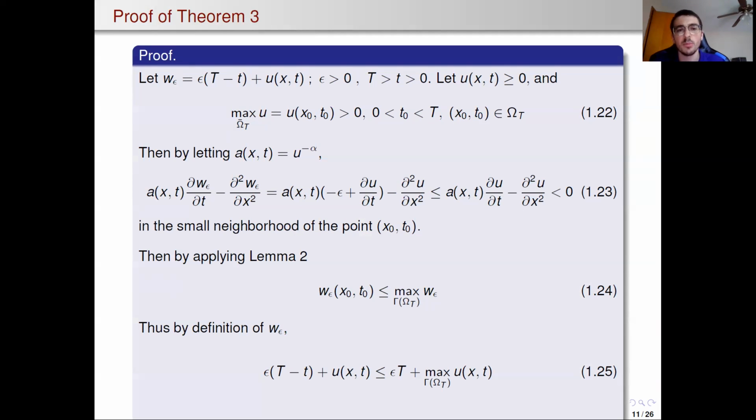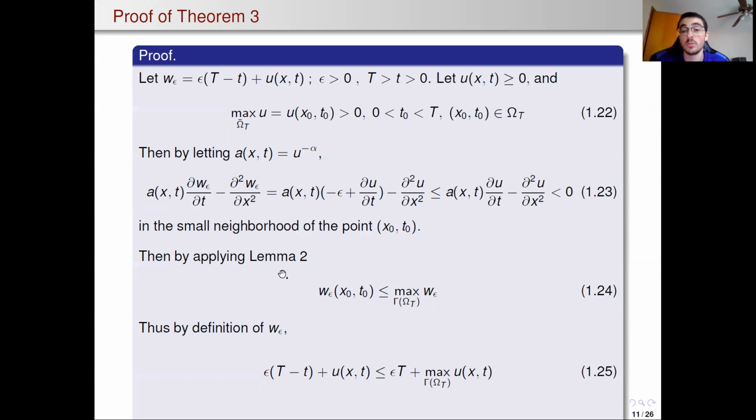And also the maximum of our solution on the closure of the domain is equal to u(x_0, t_0), which is greater than 0. To continue our proof, we first let A(x,t) equal u to the minus alpha. Then we substitute in our definition of W_epsilon, and then we simplify to achieve the right-hand side of 1.23 in the neighborhood of the point (x_0, t_0).